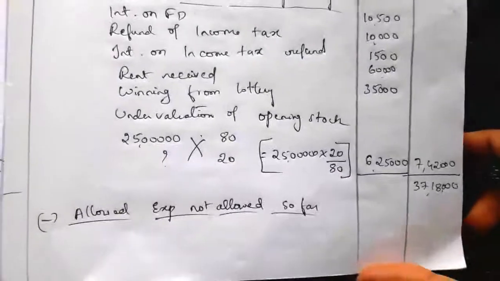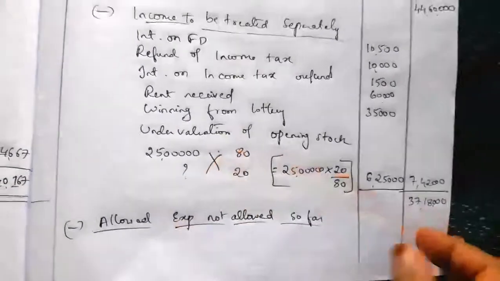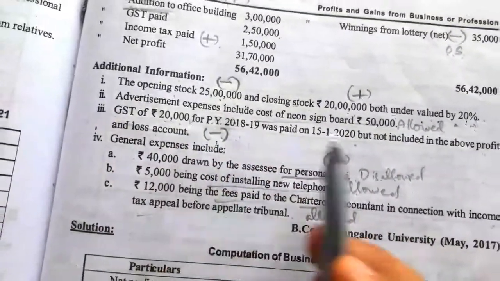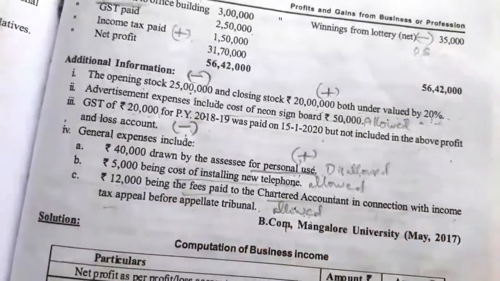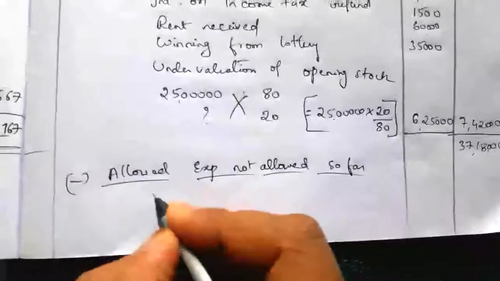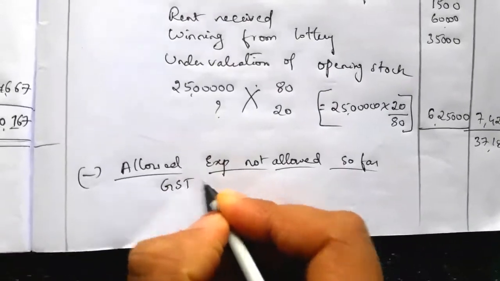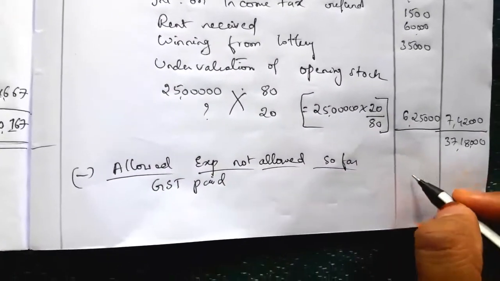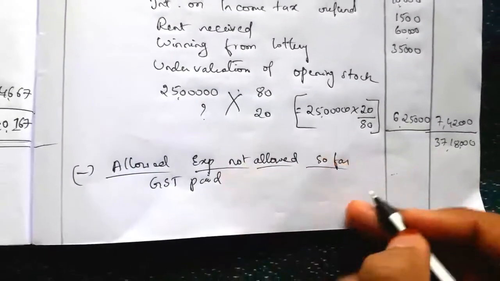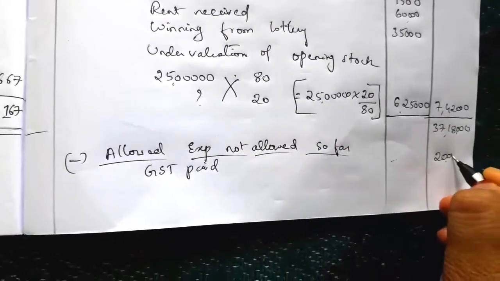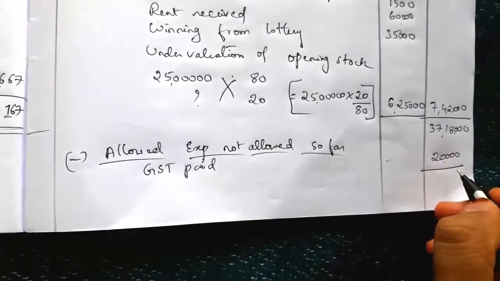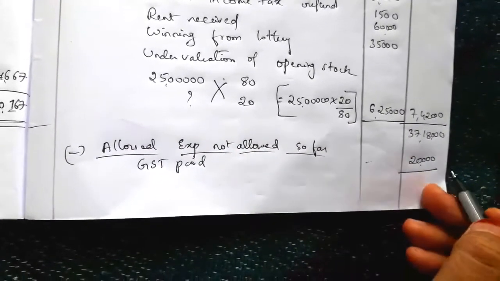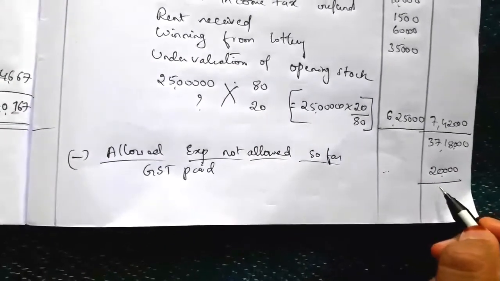Next we have to deduct the allowable expenses not recorded so far. In the question there is one allowable expense, GST paid, which is not recorded in the above profit and loss account. So we deduct it under allowable expenses not recorded so far. The GST paid not recorded is 20,000. There is no other allowable expense, so directly we can write it. 37,18,000 minus 20,000 is equal to 36,98,000.